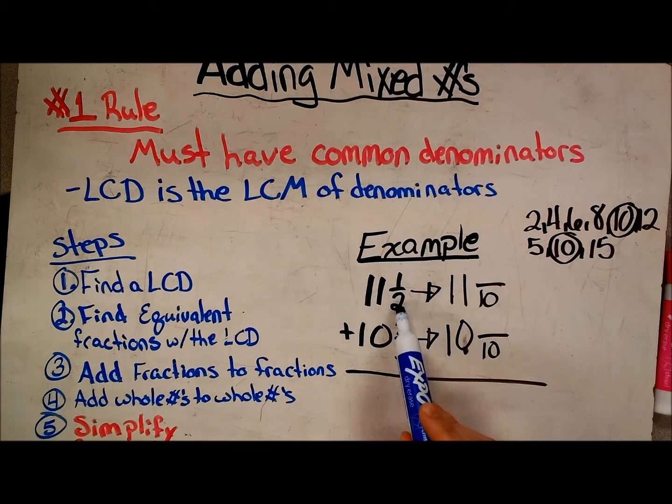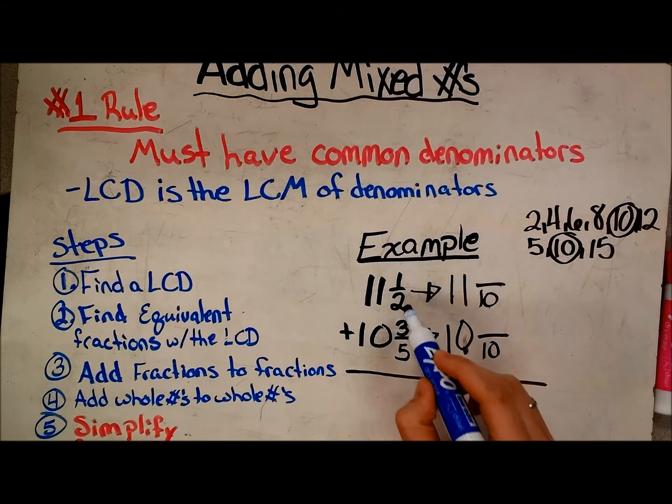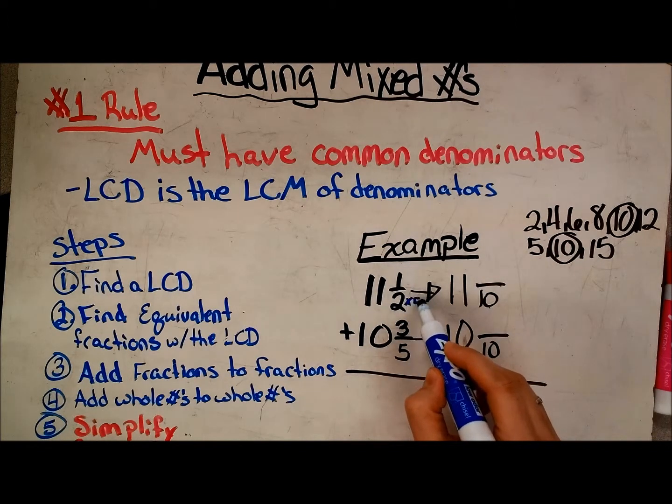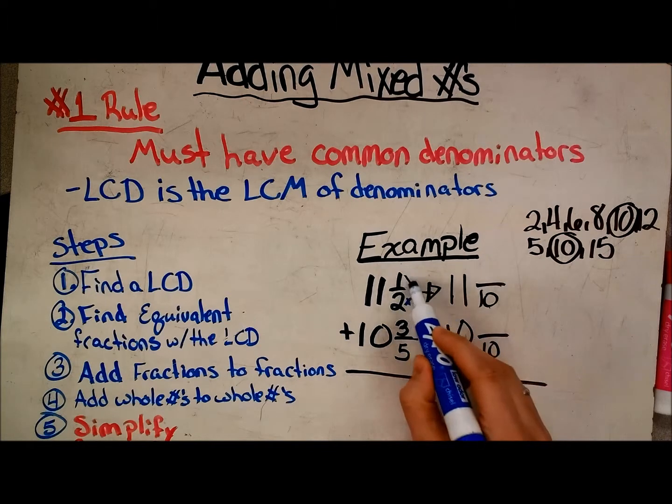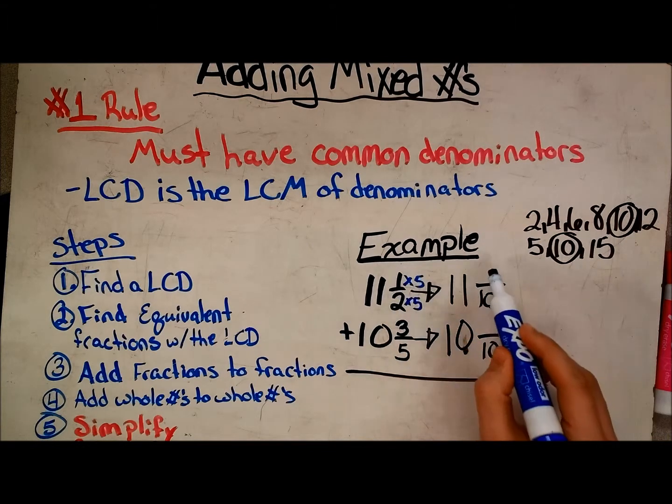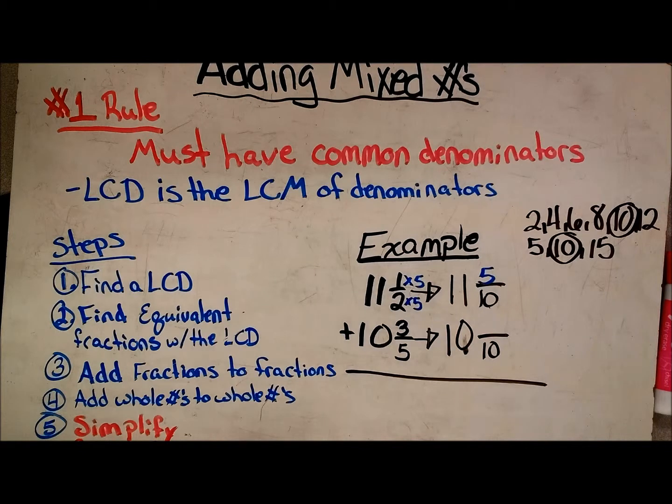How are you going to change a 2 into a 10? You would multiply it by 5. If you do it to the bottom, you have to do it to the top, making your new numerator a 5. To change a 5 into a 10, you're going to multiply by 2. Again, if you do it to the bottom, you have to do it to the top, giving you a 6.